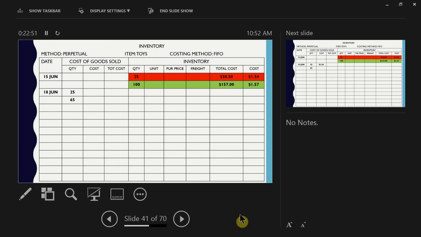Okay? So in this case, once again, I'm going to be taking my numbers here. The cost per item for my red batch is $1.54, which is going to calculate to a grand total of $38.50, right? Which in here, I'm going to go ahead and subtract out to get rid of my red batch of inventory. Okay.